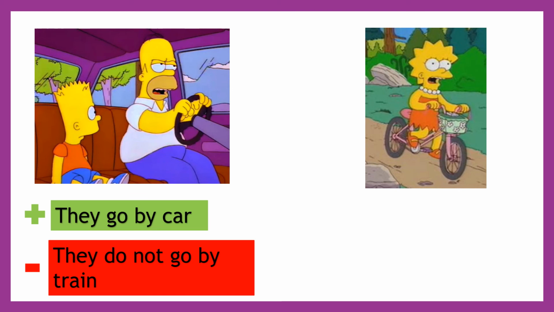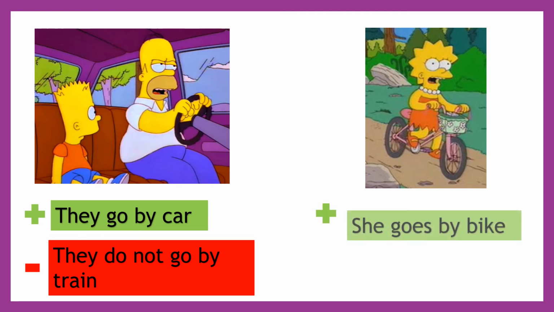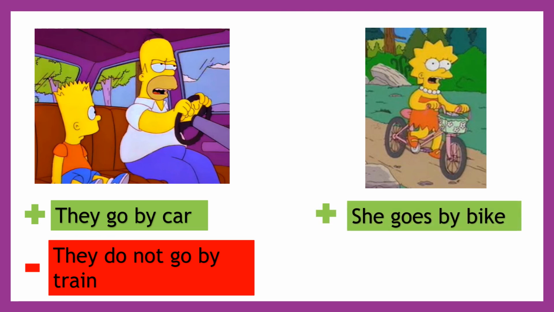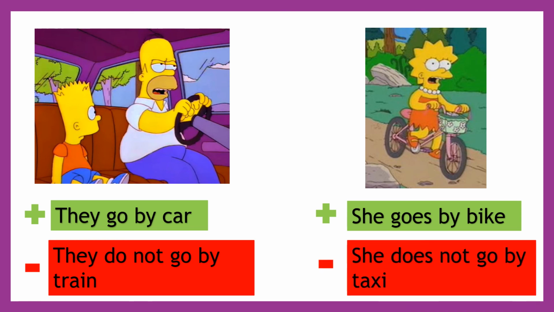Another example. Take a look at the image. In this case, the positive sentence will be, she goes by bike, because we have the pronoun she and also the mean of transport, bike. The negative sentence in this case will be, she does not go by taxi.